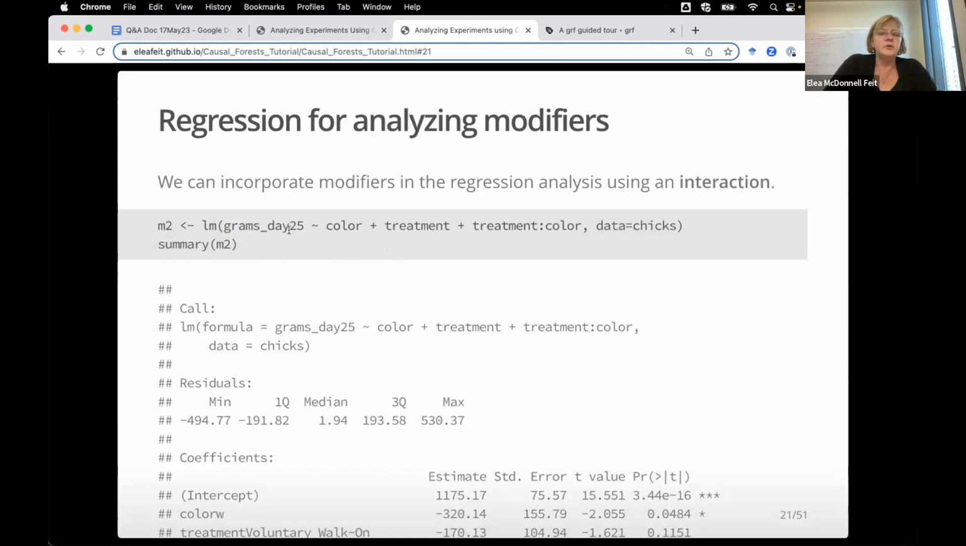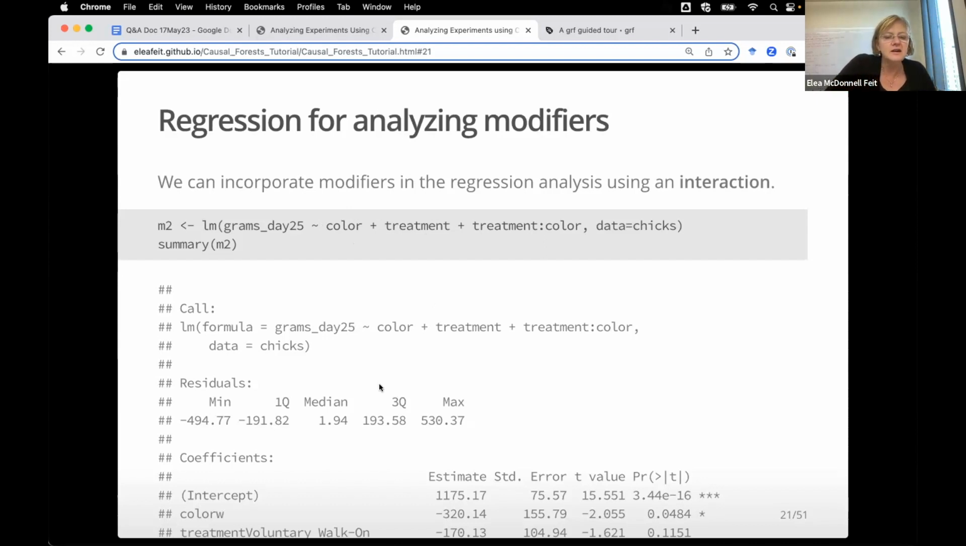So Graham's day 25 is a function of the color and the treatment. And this thing where I say treatment colon color, that's an interaction term. The formula literally means multiply the treatment variable by the color variable, and add that to your linear regression as a term. So this function is saying that the Graham's day 25 follows an equation that has an intercept. There's always an intercept, so we don't have to say it, plus an effect for the color, an effect for the treatment, and then an effect for the color times the treatment. And I'll show you what that does in a second here.